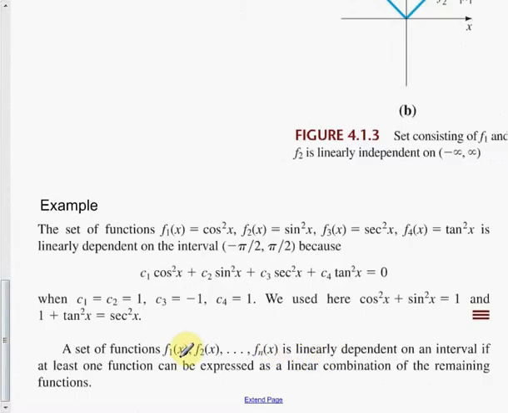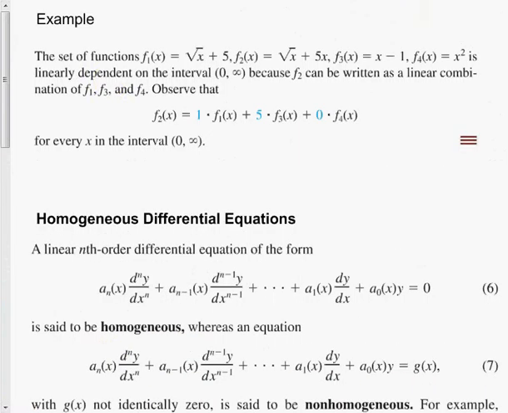A set of functions, f sub 1 to f sub n, is linearly dependent on the interval if at least one function can be expressed as a linear combination of the remaining functions. Here's an example. Take this function, f sub 1 is the square root of x plus 5, f sub 2 is the square root of x plus 5x, f sub 3 is x minus 1, f sub 4 is x squared.